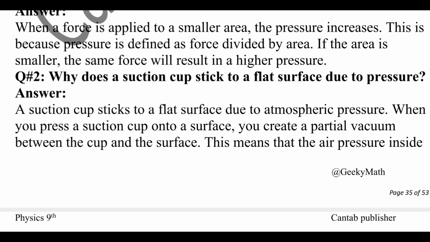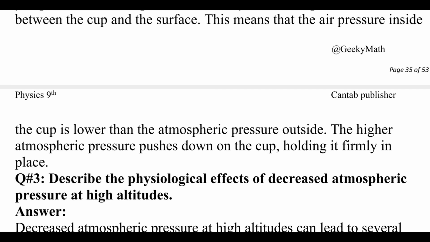Question number 2. Why does a suction cup stick to a flat surface due to pressure? Its answer is a suction cup sticks to a flat surface due to atmospheric pressure. When you press a suction cup onto a surface, you create a partial vacuum between the cup and the surface. This means that the air pressure inside the cup is lower than the atmospheric pressure outside. The higher atmospheric pressure pushes down on the cup, holding it firmly in place.